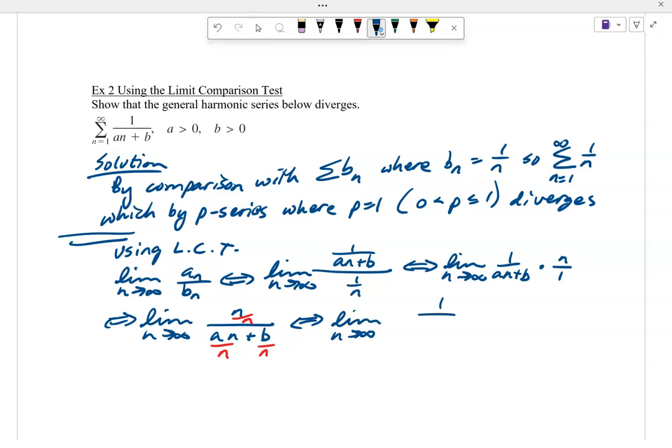So 1 over a plus b over n. Remember, a and b are just values, right? They're positive values, real numbers. So as I run this to infinity, this will go to 0. So I'm just left with 1 over a. Again, remember a is positive.